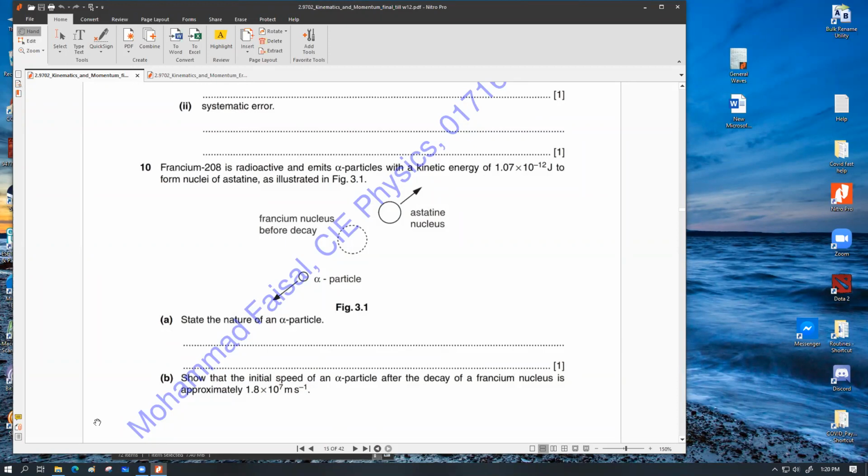Do you guys know what atomic mass unit is? From your chemistry, maybe? Not from your physics. It wasn't taught in your physics syllabus yet. But do you remember? Do you know what is atomic mass unit from your chemistry? Gram per mole. No. You definitely know this name, but maybe you don't know it by this name.